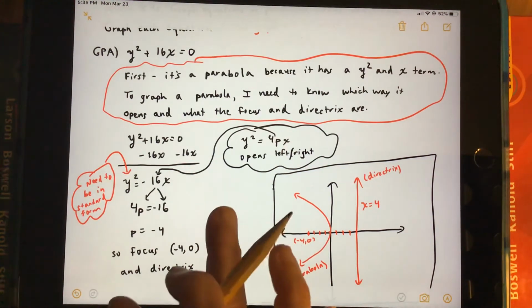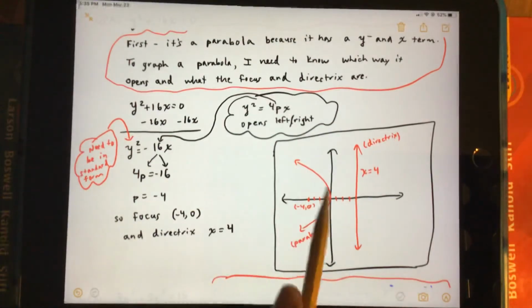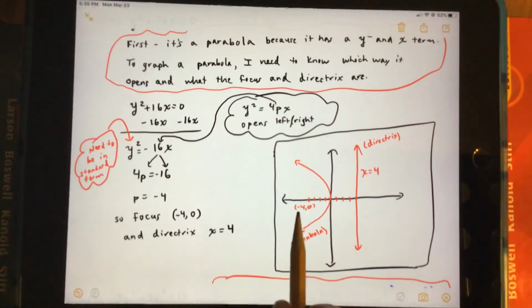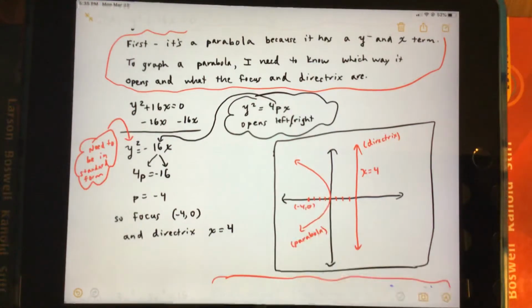So here we have the graph then completed. We have the parabola drawn. Because it's a parabola, we will also include the directrix in our graph, and we'll label it directrix x equals 4. We have our focus labeled here, negative 4, 0, and we have our parabola opening to the left.